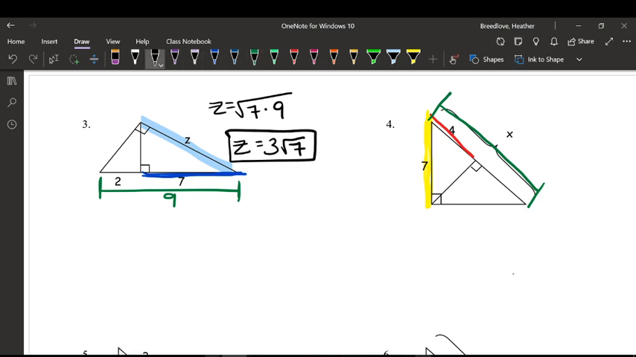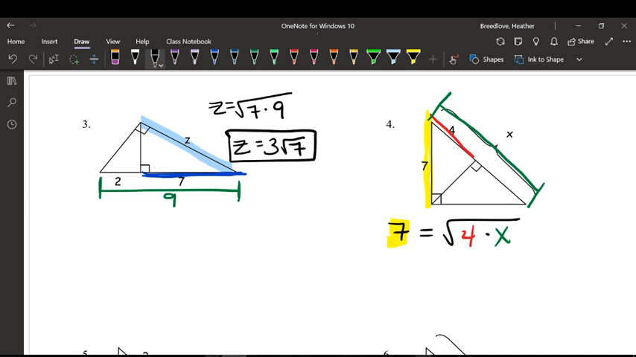So that means that 7 this time is on the outside, and it's going to equal the square root. Okay, so 7 is on the outside of 4 times x. So now my x is inside the radical, so my solving is going to require a little bit more, but I'm going to go about it in the same way.